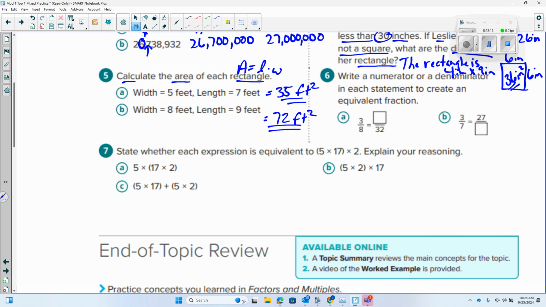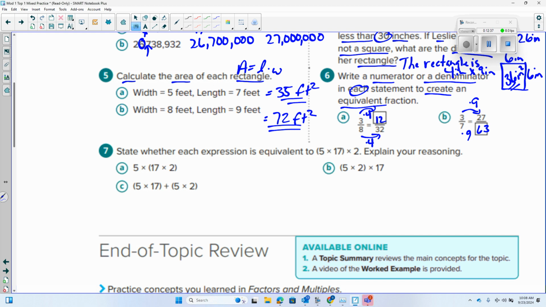Write a numerator or denominator in each statement to create an equivalent fraction. We haven't talked a whole lot about that, but how do I go from 8 to 32? Times 4. So I'm using 3 times 4, so it should be 12. How do I go from 3 to 27? Times 9. So we do 7 times 9 and I get 63.